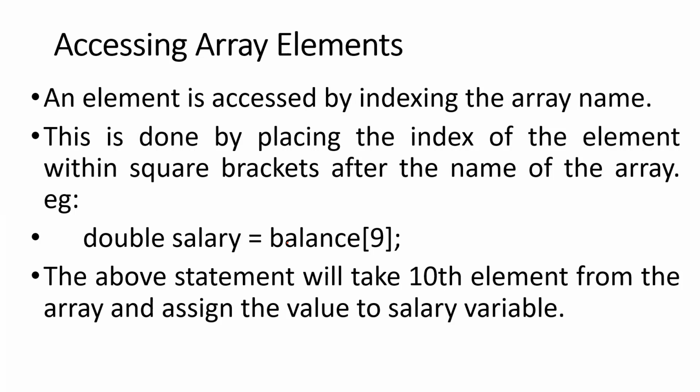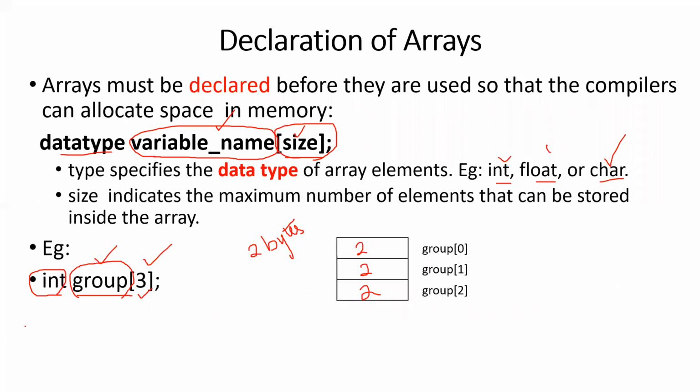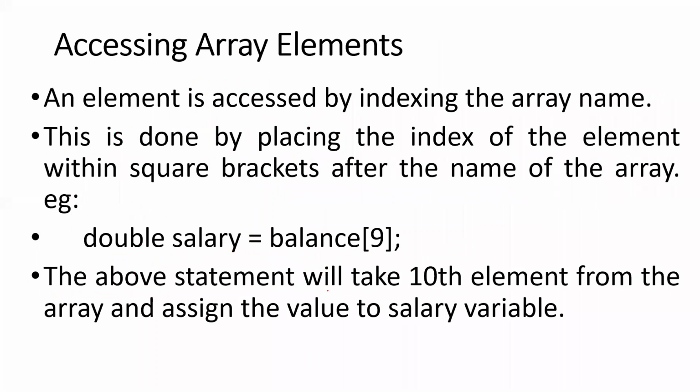in order to access or store a collection of elements, right? A single variable name. Here, for example, I'll be using the single variable name group in order to access the first element, second element, and third element. So how are you making use of a single variable name to access the elements of an array? An element is accessed by indexing the array name.